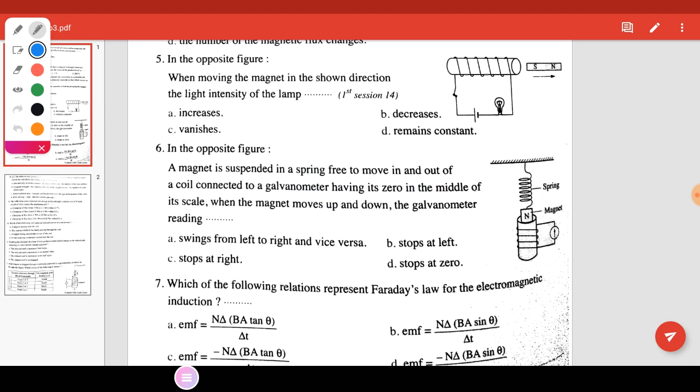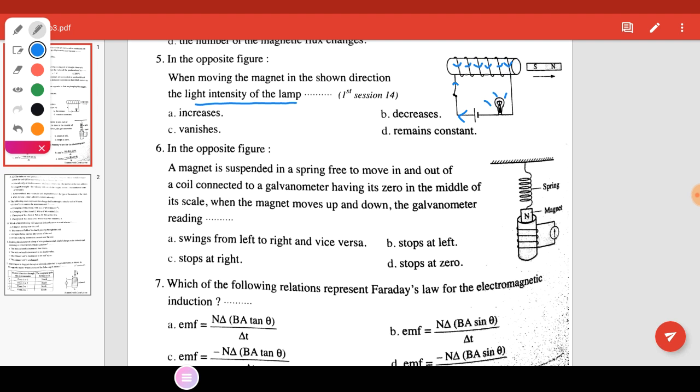And in the opposite figure, this is a magnet, this is a lamp, this is a battery and switch. When moving the magnet in the shown direction, what happens to the light intensity of the lamp? From this figure, we observe that the battery produces electric current. This is the direction of the current by the battery. This means that the lamp glows up, flashes.